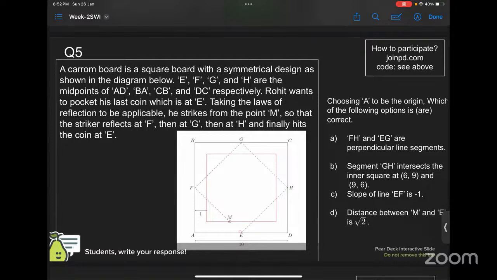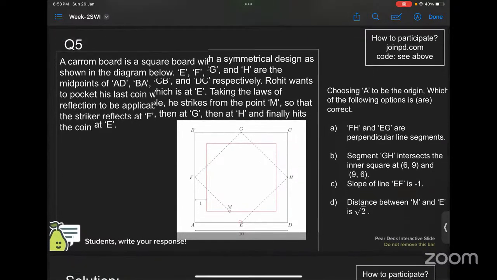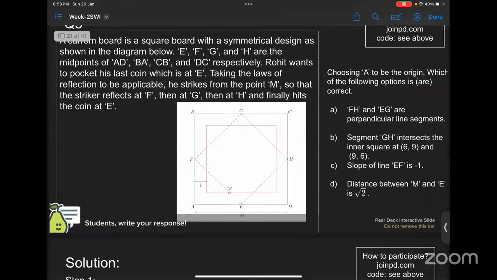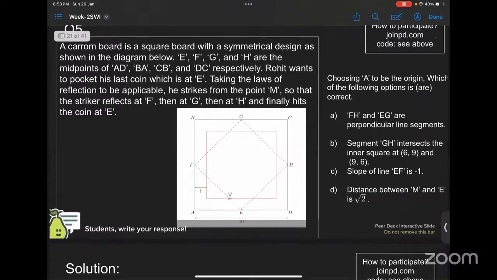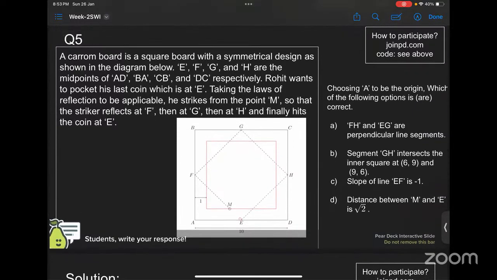Okay, I guess we can start solving it together. First, option A will be the correct option? Okay, let us see. Let us solve it together. You just help me to solve it.